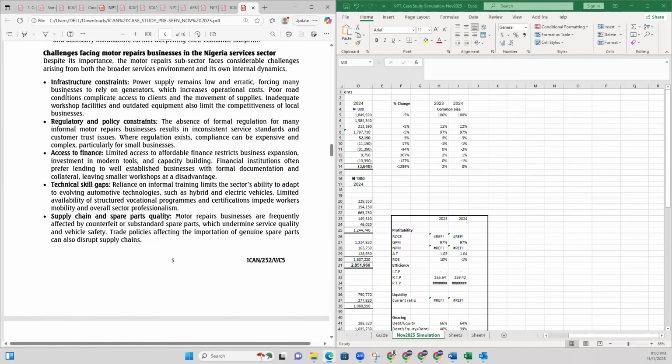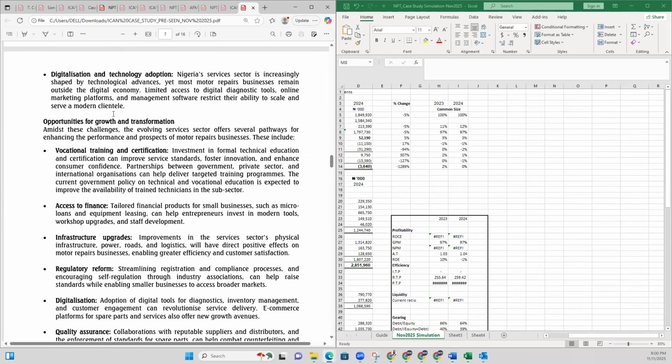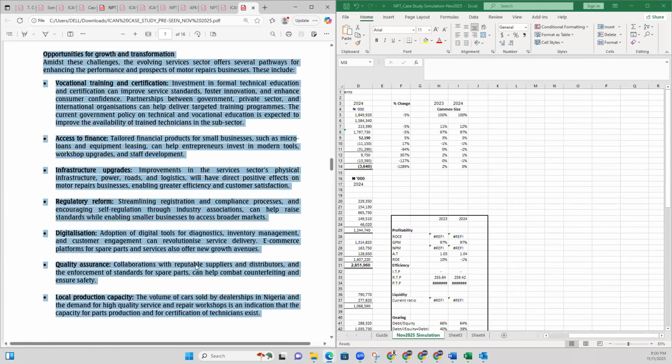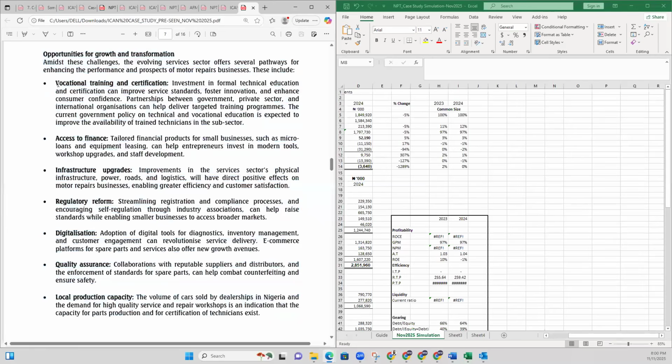And of course, the fact that we have this long list of challenges doesn't mean that we do not have opportunities for growth and transformation in that sector. And we've highlighted, in fact, you will see that most of these things that look like challenges present opportunity. Look at it from vocational training and certification.